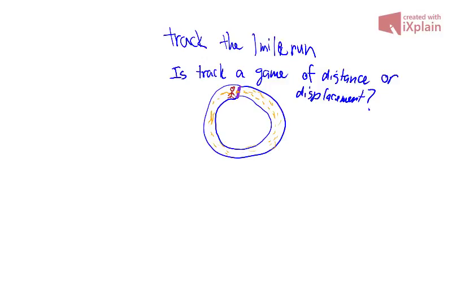So distance or displacement? Well, let's see. The runner is displaced 0 meters because the runner ends up right where he or she started. So all of that 1 mile is basically nothing in the eyes of displacement. But distance, on the other hand, doesn't matter where you start or where you end up. All that matters is that your legs move.